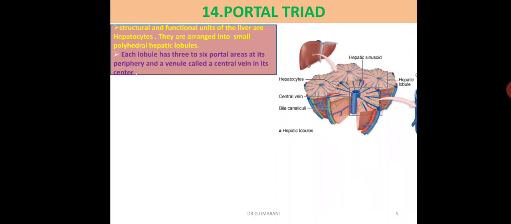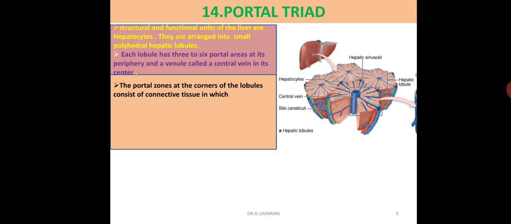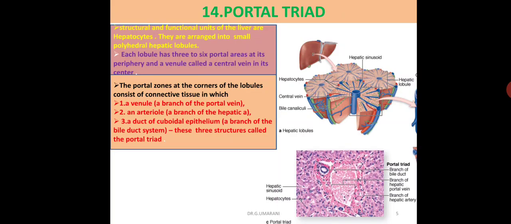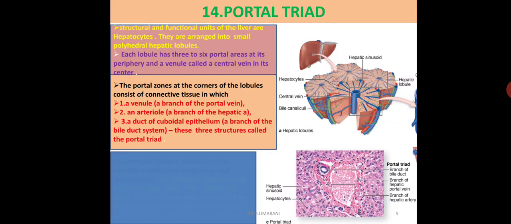The portal triad is present in the liver. The structural and functional units of the liver are hepatocytes, and these hepatocytes are arranged into small polyhedral hepatic lobules. Each lobule has 3 to 6 portal areas in its periphery, and a central vein is located. The portal areas at the corners of the lobules consist of tissue in which a branch of portal vein, a branch of hepatic artery and a branch of bile duct are located, and all these 3 structures together are known as the portal triad.